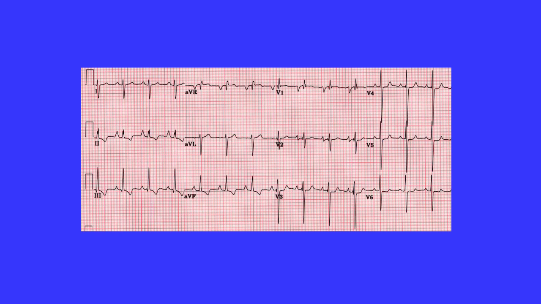This EKG shows several changes, including right axis deviation, and in limb lead 2, right atrial enlargement. Looking at limb lead 1, there is also left atrial enlargement, so biatrial enlargement, and there is an RSR or tall R waves in lead V1, suggesting that there is a right intraventricular conduction defect, and it's probably all these changes are due to right ventricular hypertrophy.